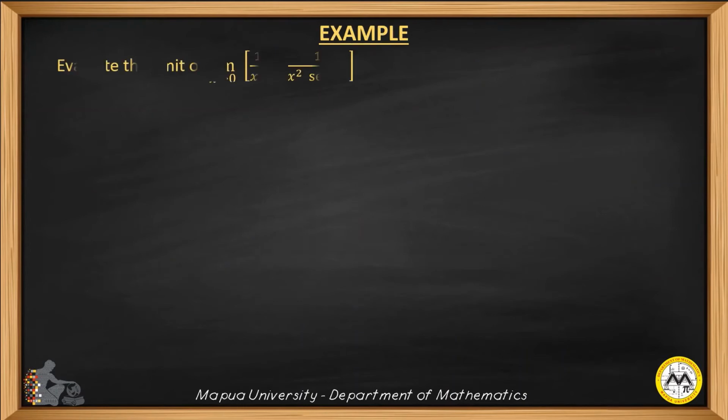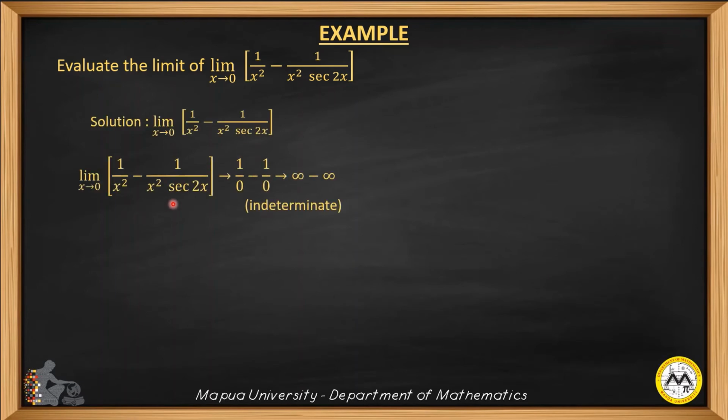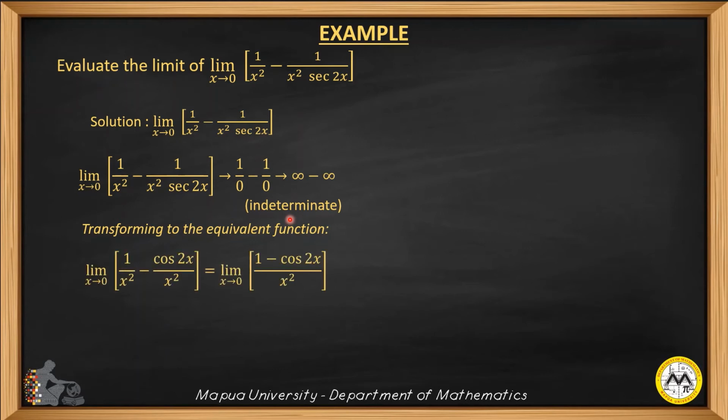Okay, let us have an example illustrating the infinity minus infinity case, evaluating now the limit as x approaches 0 of 1 over x squared minus the reciprocal of the product x squared secant of 2x. The initial investigation of the limit of the difference would lead us to 1 divided by 0 minus 1 divided by 0, or an infinity minus infinity, an indeterminate form. So what we need to do now is to transform the difference into a fraction.